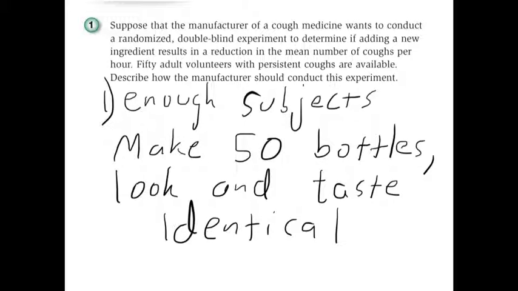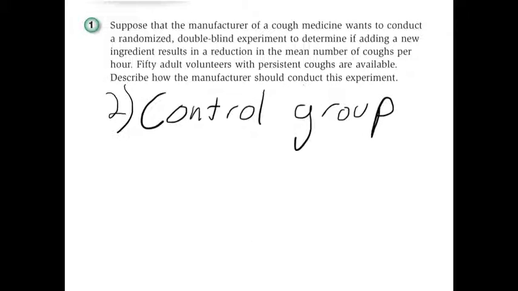For example, they're going to have 50 adult volunteers, and we're going to have 50 bottles of cough medicine that look and taste identical. That's how it makes it subject blind, and to make it evaluator blind as well, of course, the people handing the bottles to the subjects would not know which subject was getting the real cough medicine and which was getting some kind of placebo, which leads us right into the idea of a control group.